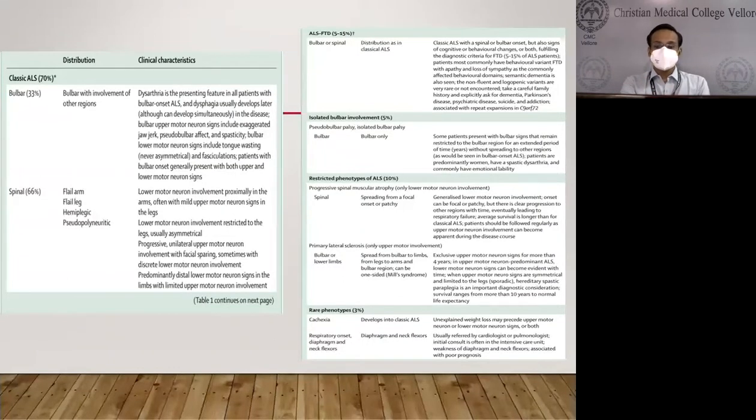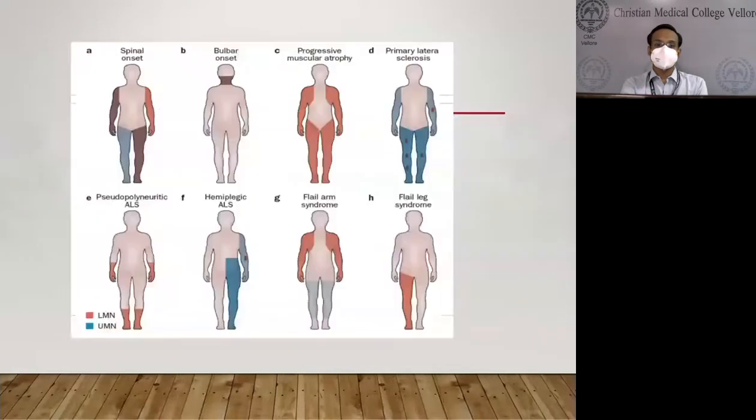Classic ALS is generally divided into the bulbar and the spinal, and then there are restricted phenotypes, with FTD associated, only isolated bulbar, or like I previously mentioned, pure LMN or pure UMN dominant, and very rare phenotypes like isolated cachexia alone as a manifestation of ALS, and diaphragmatic onset ALS, where they present to pulmonary medicine and cardiac specialty doctors with orthopnea, and subsequently after negative evaluation are diagnosed to have ALS.